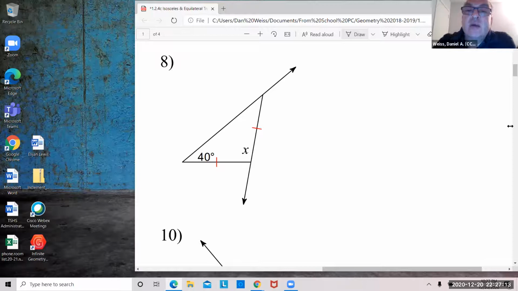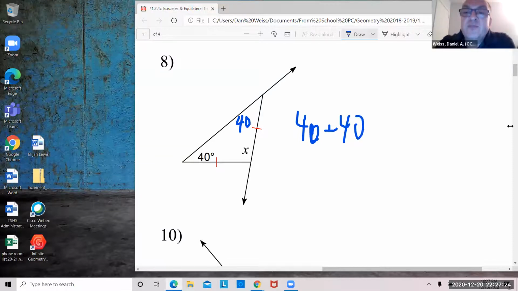That's 40. This is 40. So 40 plus 40 plus x equals 180. x equals 100.